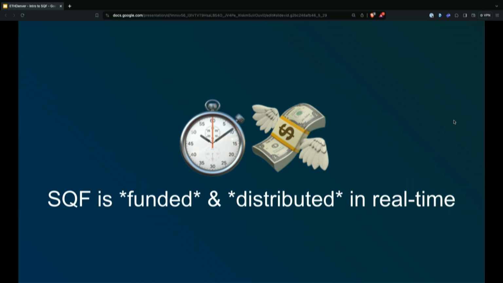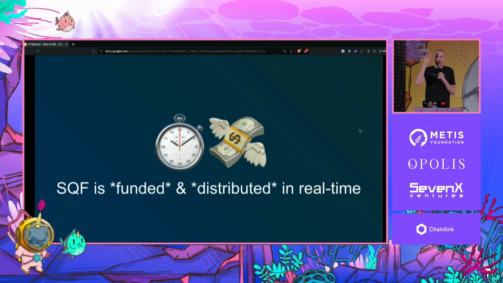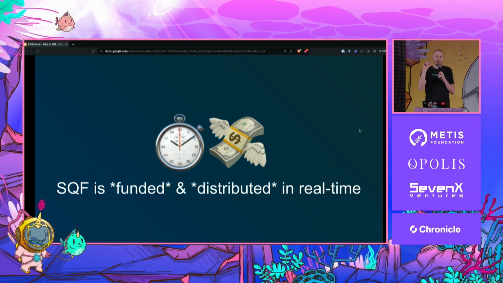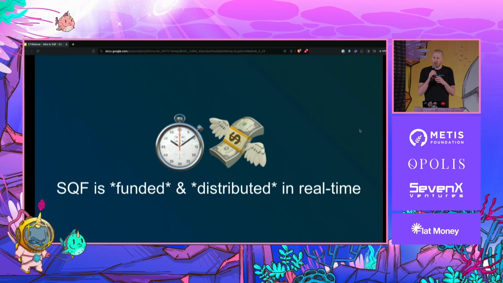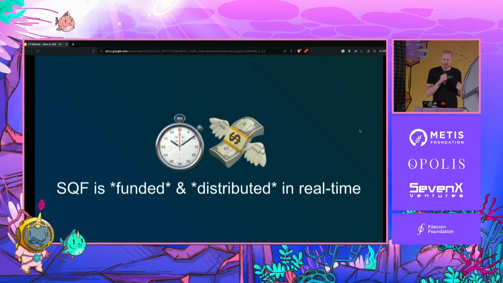So what is streaming quadratic funding? It is an implementation of quadratic funding that is funded and distributed in real time. Instead of collecting all those votes, batching them together, and sending out big piles of money after some period, we're going to shift the model to having a matching pool that is streamed out every single second. And the allocation of that matching stream is going to be determined by who is voting at this exact second. And so those votes can change over time and adjust, and so will the matching streams.